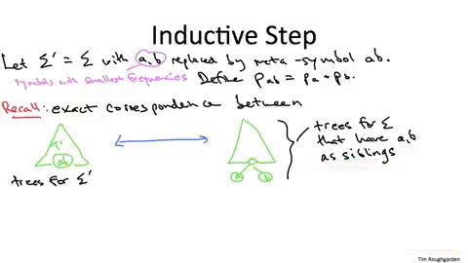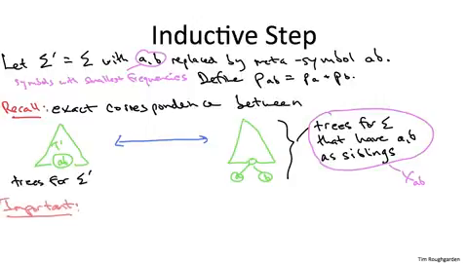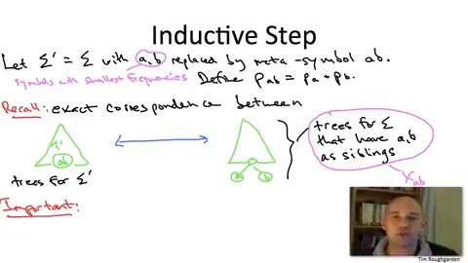trees of a special kind for sigma, trees in which A and B happen to be siblings. This subset of trees for sigma are important enough to be given its own notation, so let me denote by capital X sub AB the trees with leaves labeled according to sigma in which it just so happens that A and B appear as siblings. So that'll be some trees for sigma, but not all of them, only the ones in which A and B are siblings.